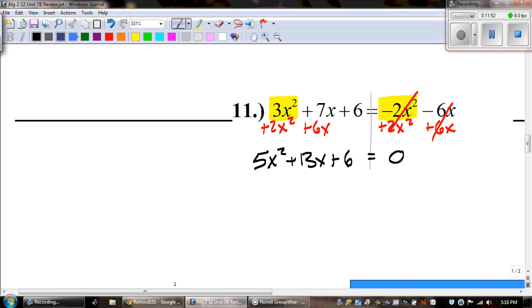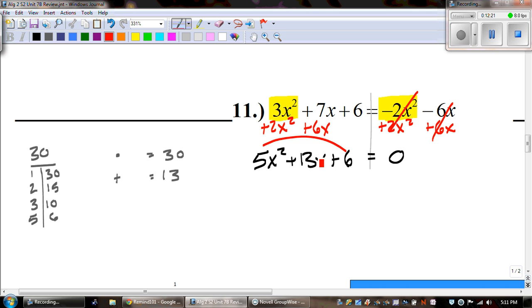Okay, so I'll set this one up for you, but after that, you guys are on your own. We're looking for numbers that multiply to get to 30 and add to get to a positive 13. So the factors of 30 are 1 and 30, 2 and 15, 3 and 10, 5 and 6. Now for this one, you will be splitting the middle term. Okay? So go ahead and pause the video, and good luck.